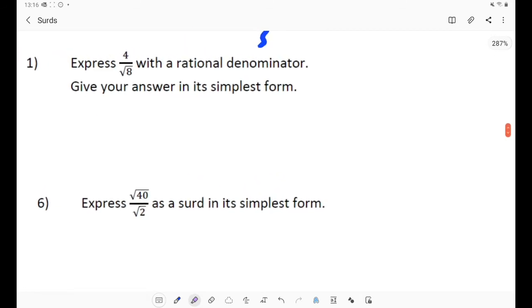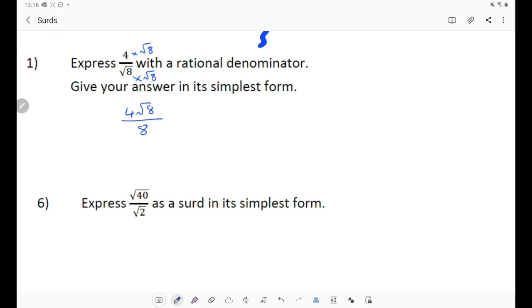Now, if I was you, I would pause the video and I would have a look at doing these questions by yourself with the hint that remember all you were doing is multiplying top and bottom by whatever that surd is. So root 8, root 8. Assuming you've taken the time to do these yourself, we've got root 8 times root 8. So we're going to have 4 root 8 over 8 because these root signs disappear on the bottom.